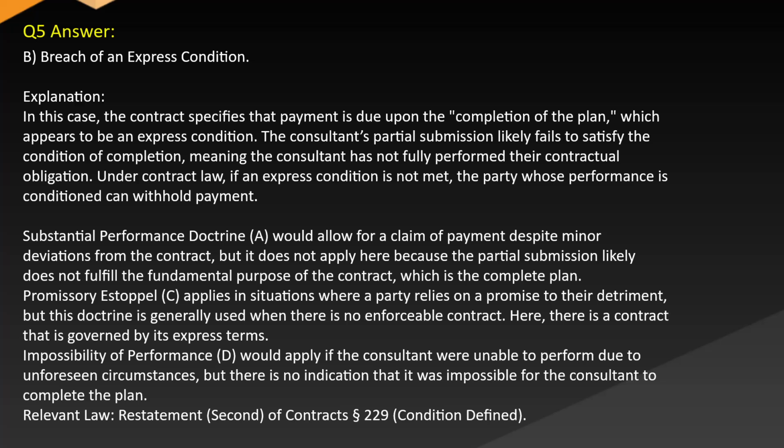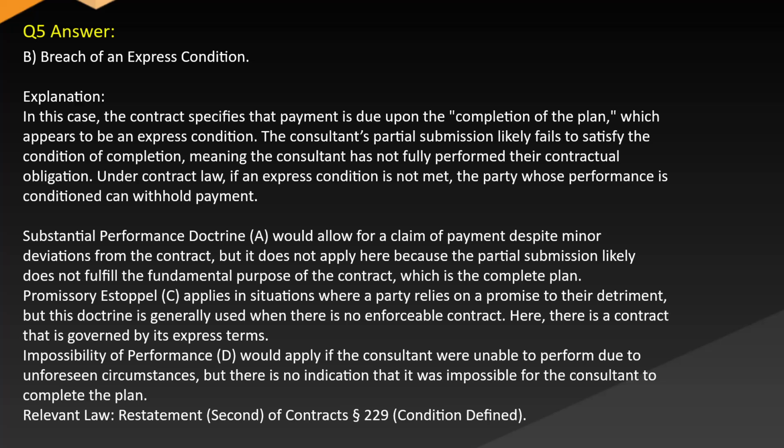Substantial performance doctrine (A) would allow a claim of payment despite minor deviations from the contract, but it does not apply here because the partial submission likely does not fulfill the fundamental purpose of the contract, which is the complete plan. Promissory estoppel (C) applies in situations where a party relies on a promise to their detriment, but this doctrine is generally used when there is no enforceable contract. Here there is a contract that is governed by its express terms.